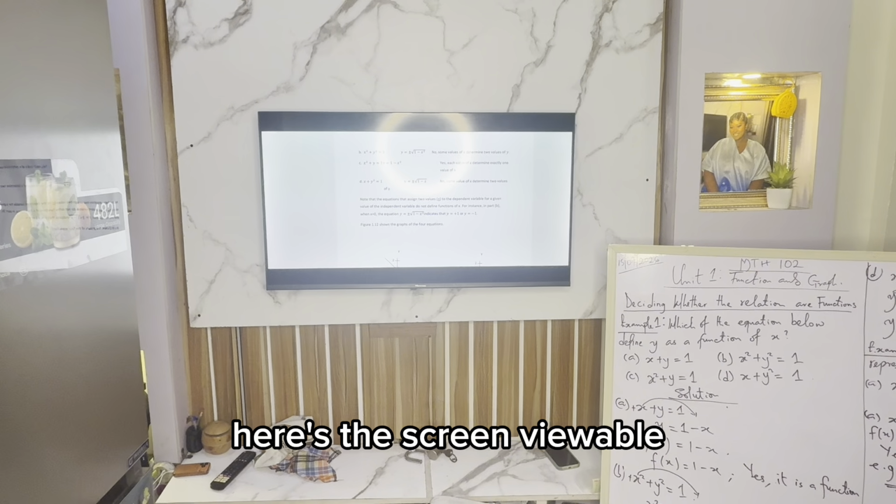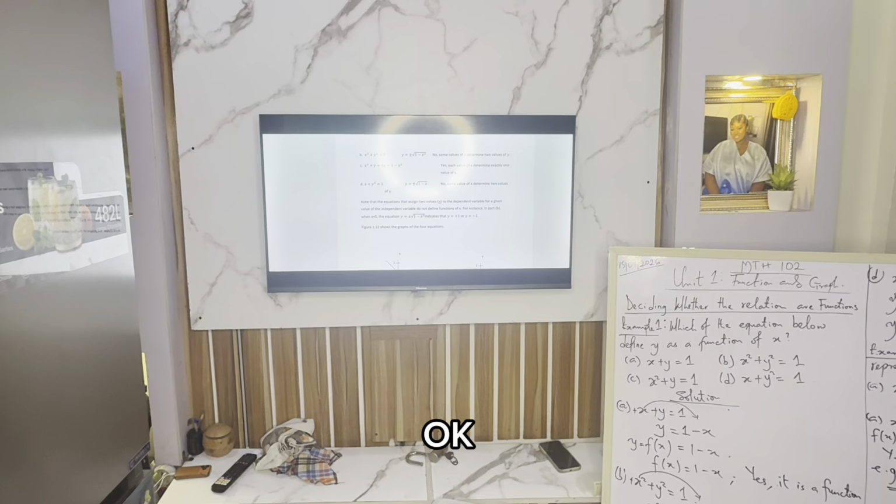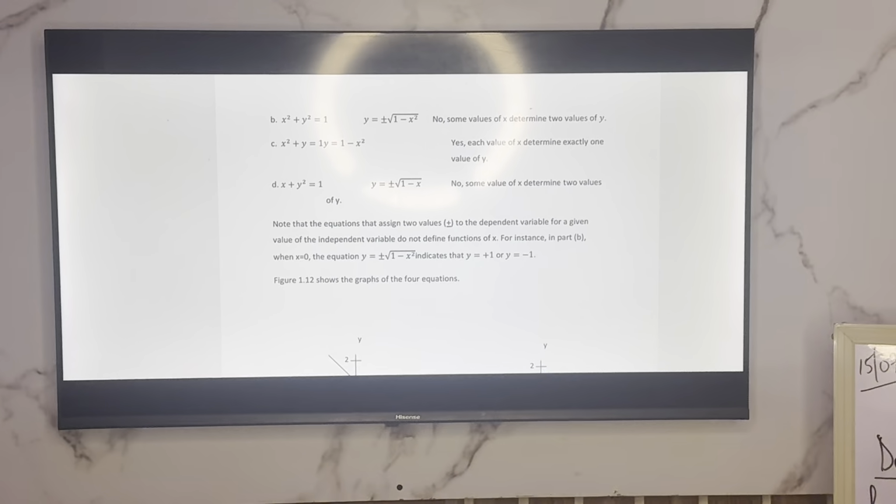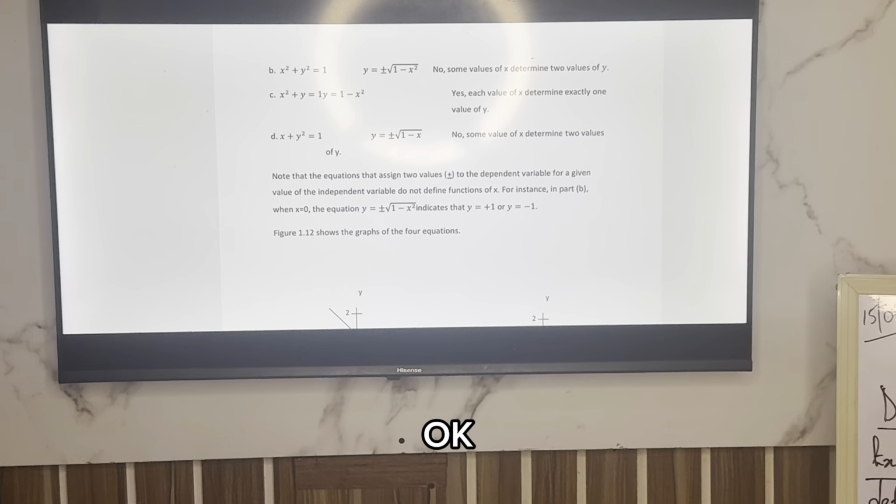This is the screen viewable. Okay. Let me zoom the screen so I can see it's right. Okay.